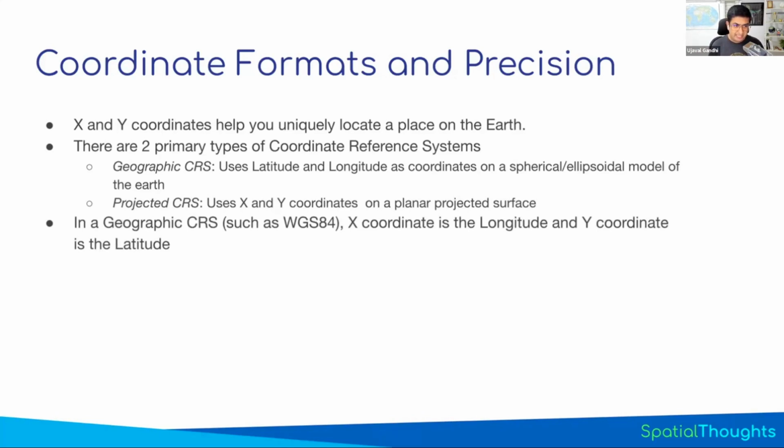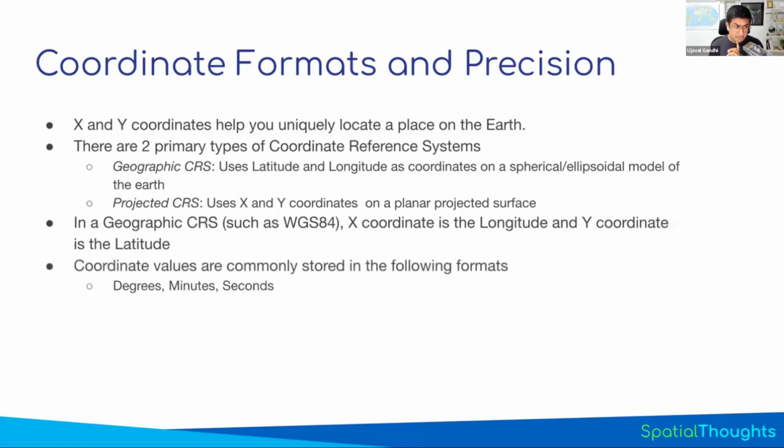In geographic CRS, longitude is your X coordinate. Longitudes are the vertical grids, so they are your X coordinates. Latitudes are the horizontal grids, which are your Y coordinates. And you can store this in two primary formats. If you want to store the value of a coordinate, sometimes people store it as degree, minute, seconds. Sometimes people store it as decimal degrees. And our exercise is to write a function that does conversion between those two.